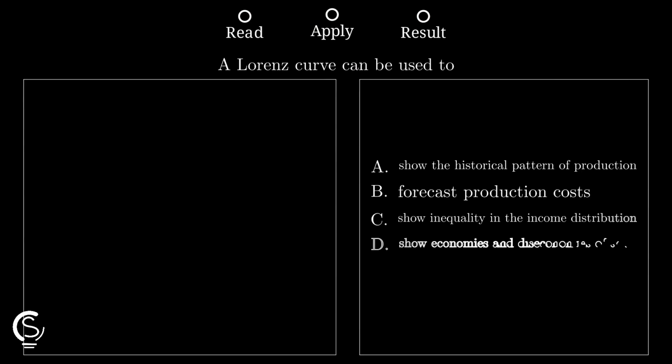First, we must define what a Lorenz curve actually represents. It is a graphical representation that plots the cumulative percentage of total income received against the cumulative number of recipients.